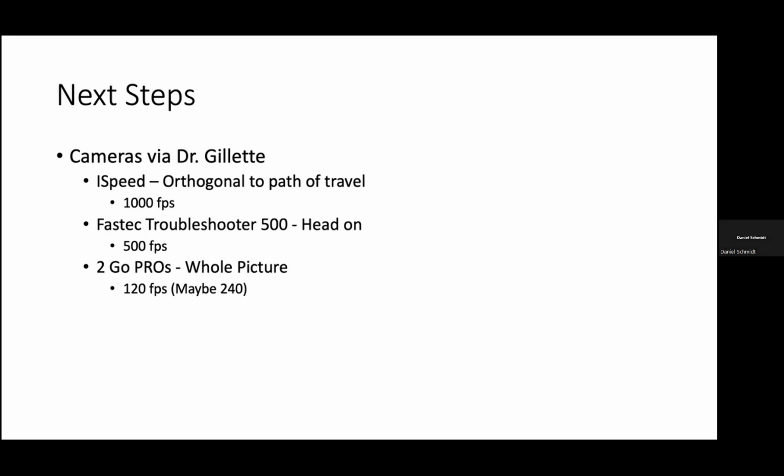But Dr. Gillette has the iSpeed camera for us, which is going to be perpendicular to the path of travel of the horse in the final testing. And then we have the Fast Tech troubleshooter, which is going to provide a head-on view. So hopefully we can get some different looks and more of a 3D view of that. And then we'll have 2 GoPros running as well, which will be a much slower frame rate, but will be able to give us the whole picture, because we are limited in the amount of time that these cameras can record at these higher frame rates.